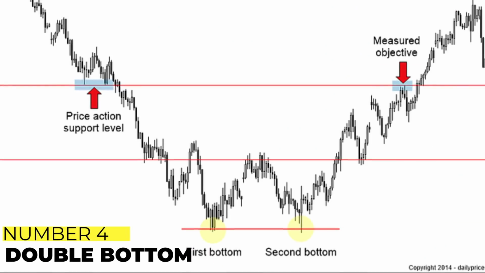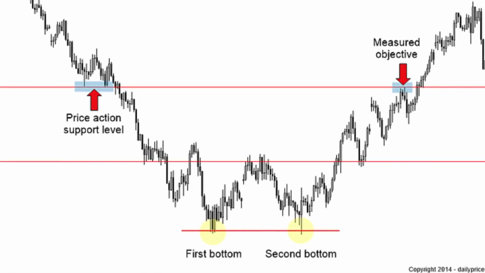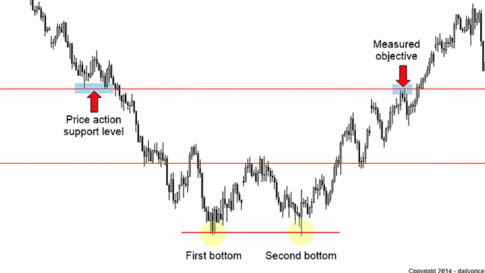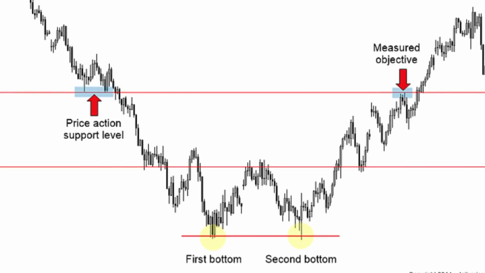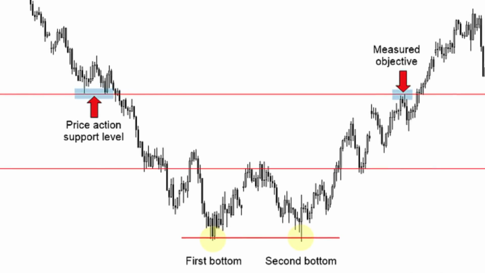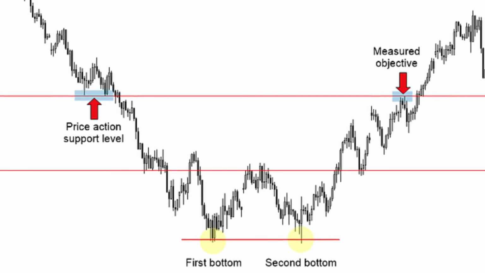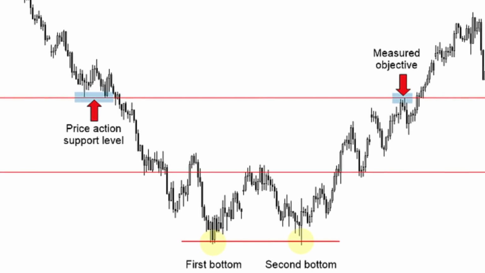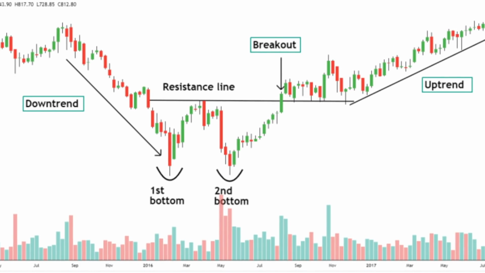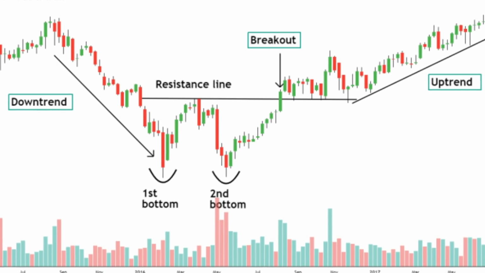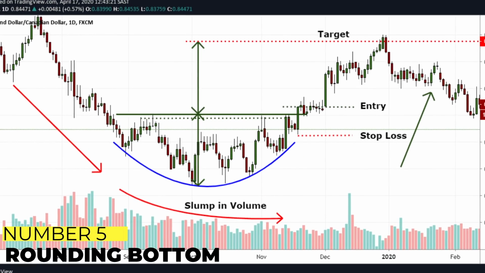Number 4. Double bottom. A double bottom chart pattern suggests a period of selling with the price of an asset dropping below a support level. Then it will rise to the point of resistance before descending. Finally, when the market grows more positive, the trend will invert and begin to go upward. A double bottom is a bullish reversal pattern, which indicates the conclusion of a downtrend and the beginning of an upswing.